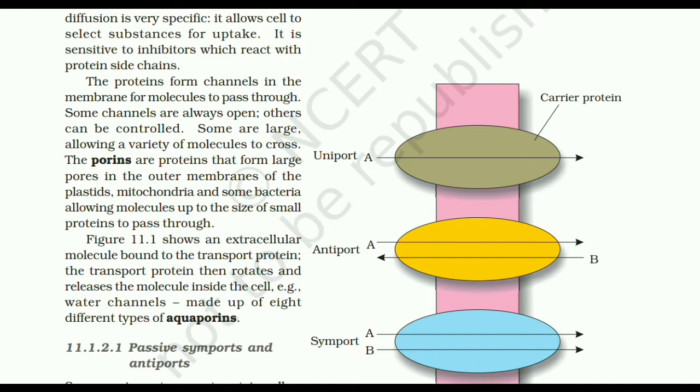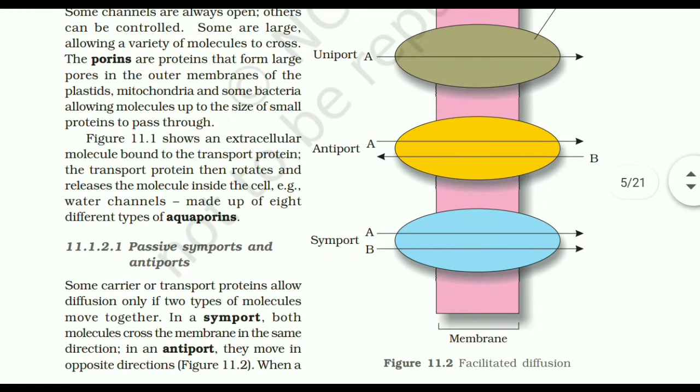Figure 11.1 shows an extracellular molecule bound to a transport protein. The transport protein rotates and releases the molecule inside the cell. Example, water channels made up of 8 different types of aquaporins.